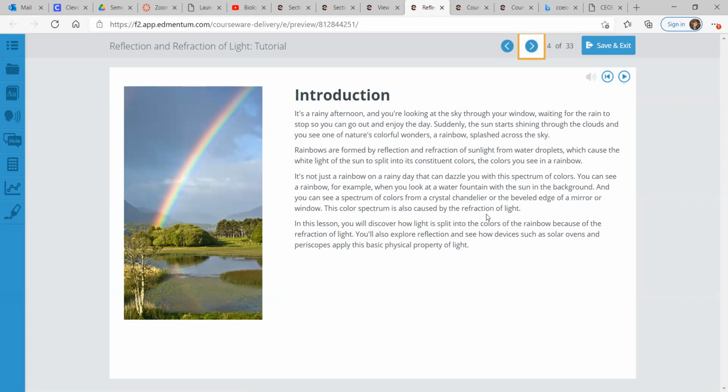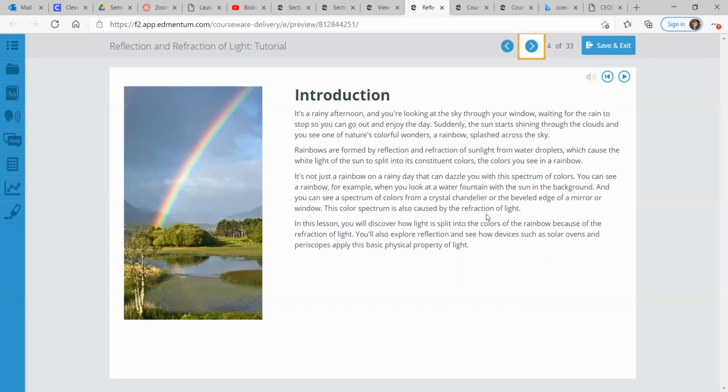All right, introduction. It's a rainy afternoon. You're looking at the sky through your window, waiting for the rain to stop so you can go out and enjoy the rest of your day. Suddenly, the sun starts shining through the clouds, and you see one of nature's colorful wonders, a rainbow, splashed across the sky. Rainbows are formed by reflection and refraction of sunlight from water droplets, which cause the white light of the sun to split into its constituent colors, the colors you see in a rainbow.